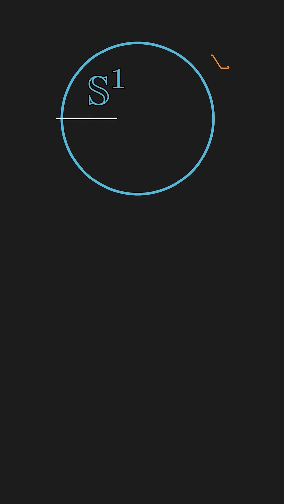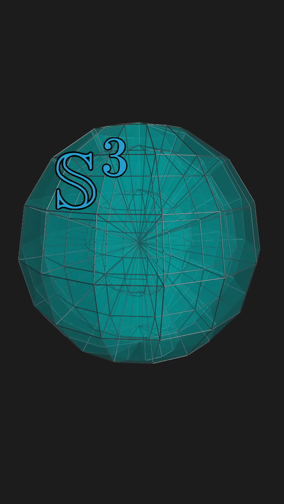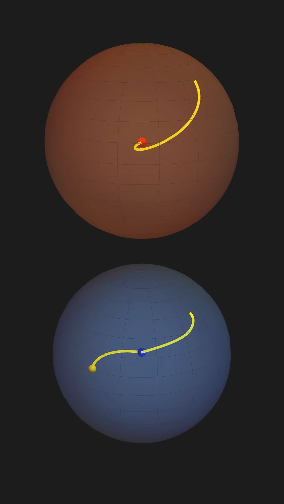A circle naturally lives in two-dimensional space, and the usual two-dimensional sphere lives in three-dimensional space. But we can't directly see a 3D hypersphere since it lives in a 4D space, but we can try to understand what it's like to live in it.